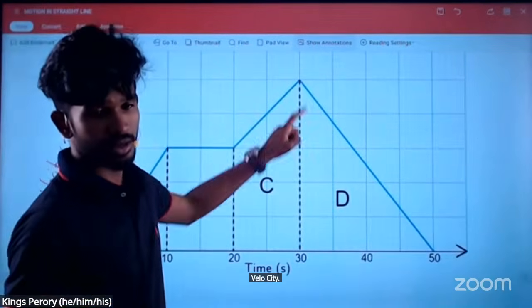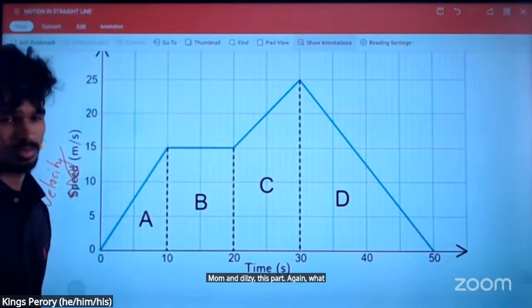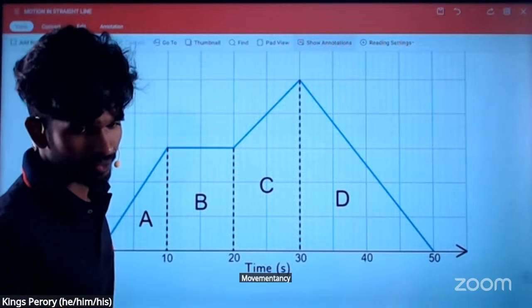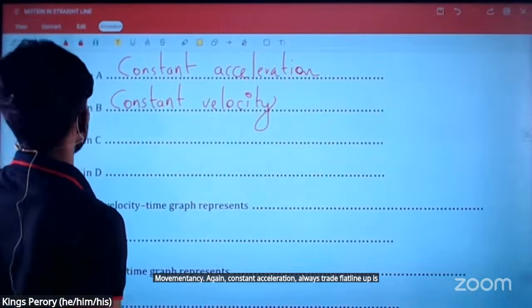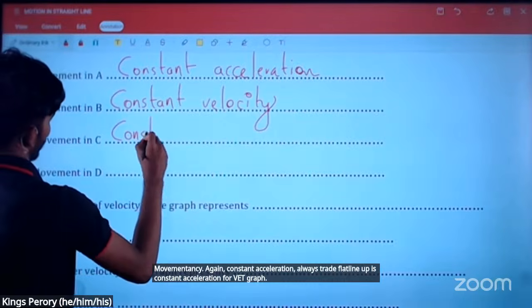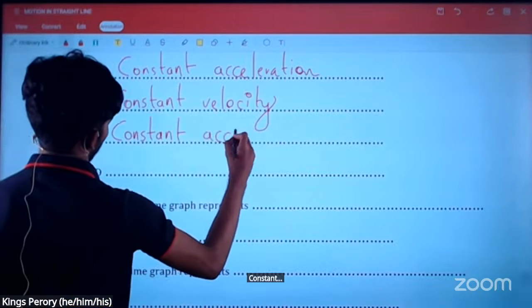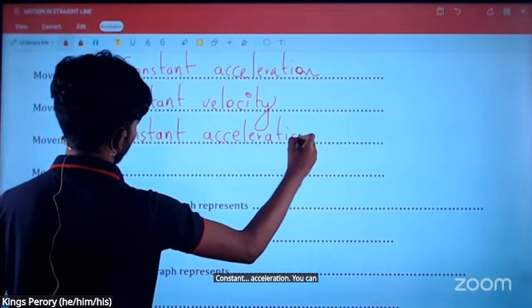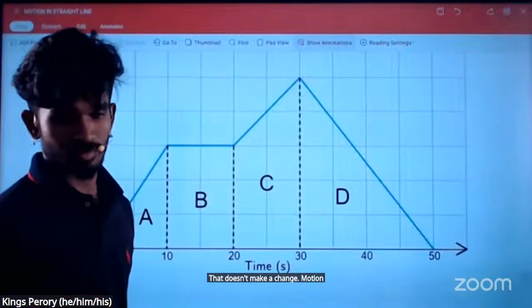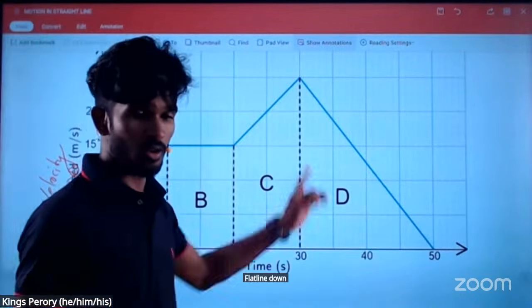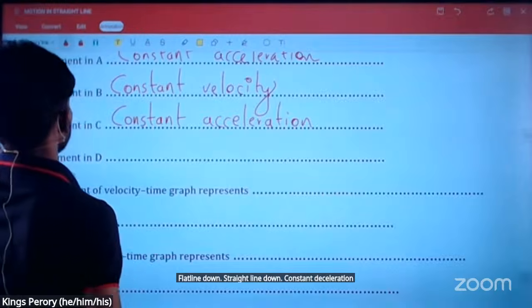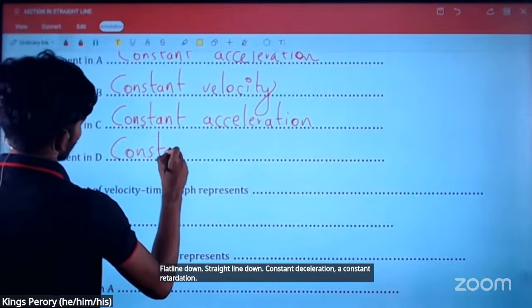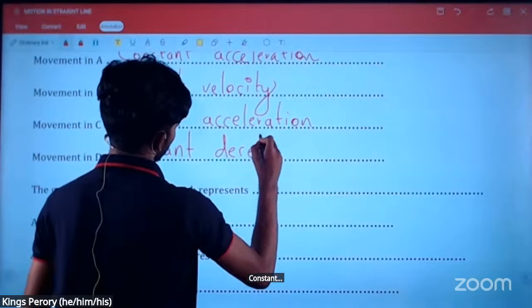Movement in C, this part. Again what? Again constant acceleration. Always straight flat line up is constant acceleration for VT graph. You can even mention it as uniform acceleration. That doesn't make a change. Motion in D. Flat line down. Straight line down. Constant deceleration or constant retardation.